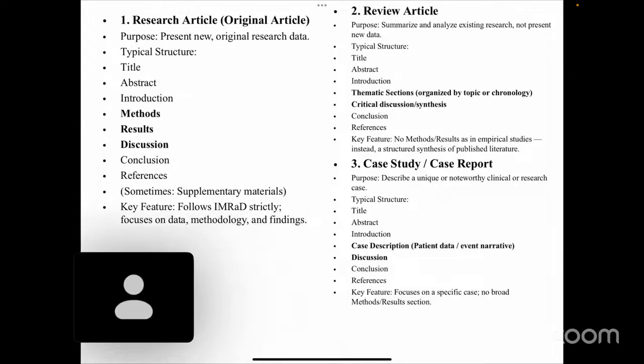And the last example here is a case study or case report. The purpose is to describe a unique or noteworthy clinical or research case. The typical structure is title, abstract, and introduction, and then it focuses on the case description, the patient data, and the event. And then this is followed by discussion. These are the most important parts in case studies or case reports. So no broad methods and results sections here. Okay.